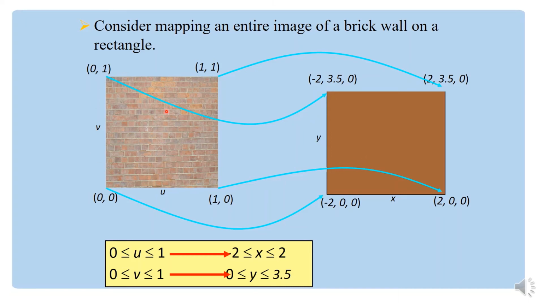Basically, this point or this surface is going to map to this coordinate on the rectangle. And then this point, (1, 1) here, is going to map to this point, and this point is going to map to this point, and this point to this point. This is how we do the mapping of this entire brick wall image onto this rectangle, from this U to X, and this V to Y.